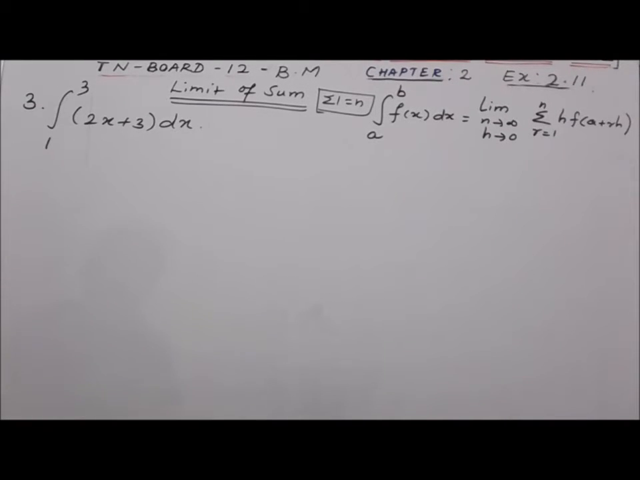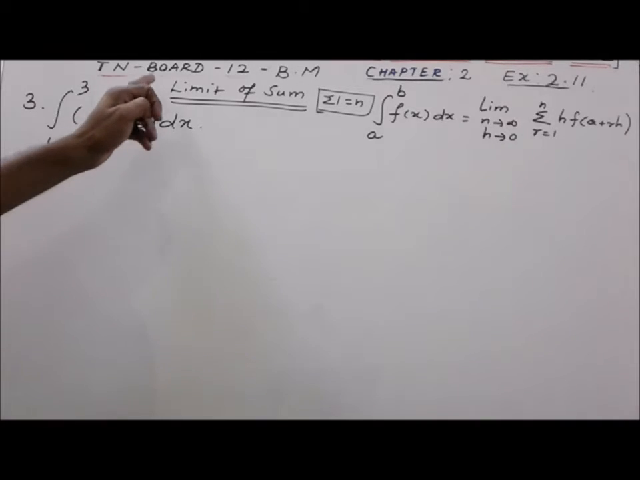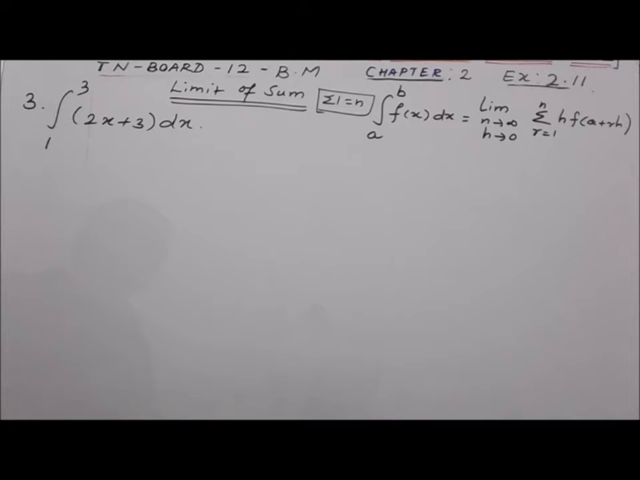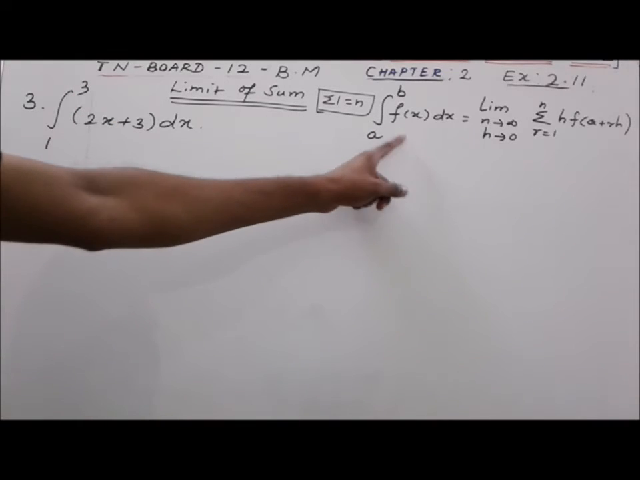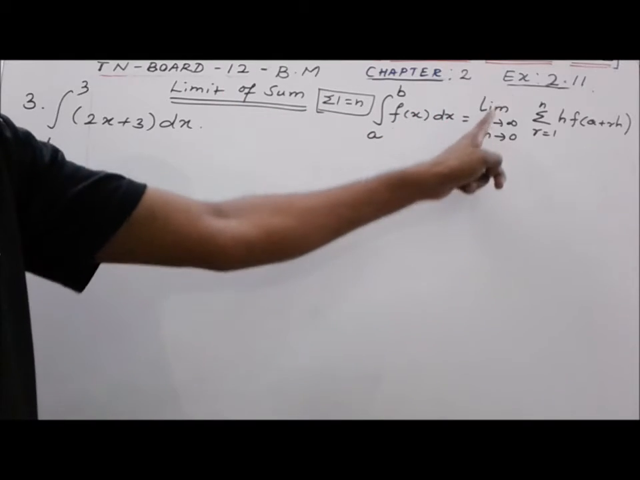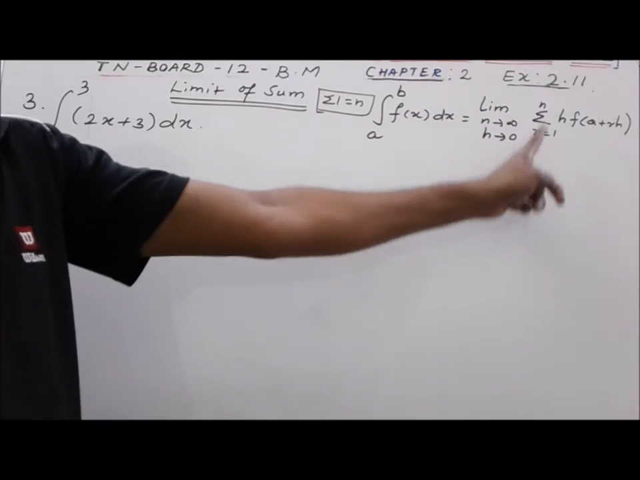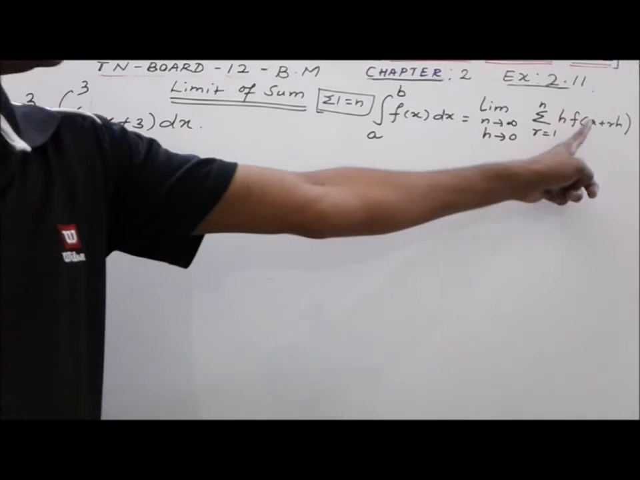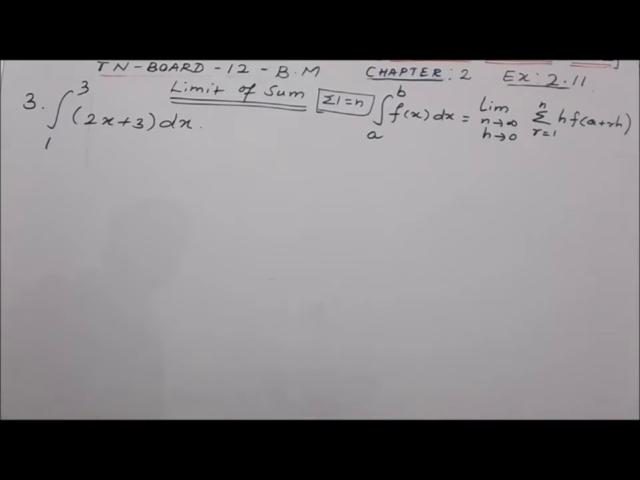Question number 3. Evaluate the integral from 1 to 3 of (2x + 3) dx by using limit of sum. The integral from a to b of f(x) dx, by using limit of sum, is equal to the limit as n tends to infinity, h tends to 0, of the sum from r = 1 to n of h times f(a + rh).